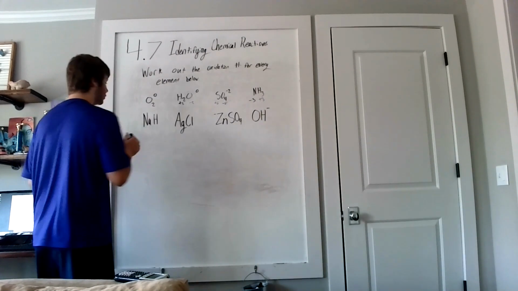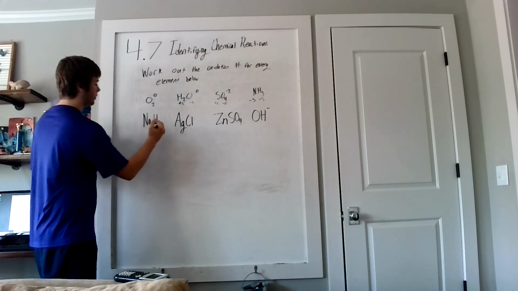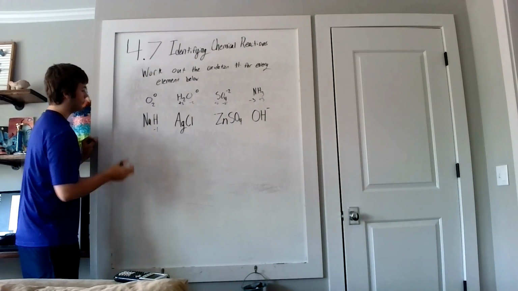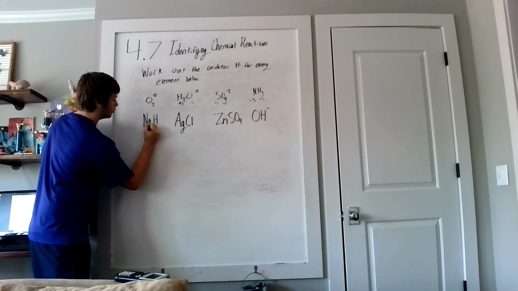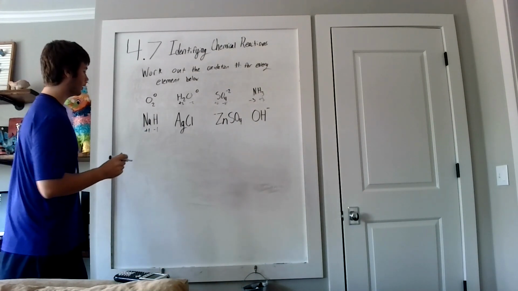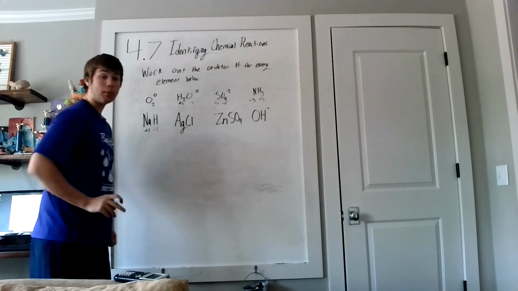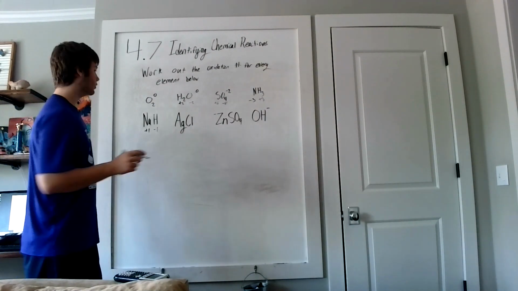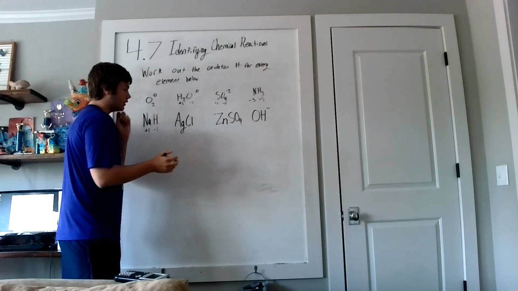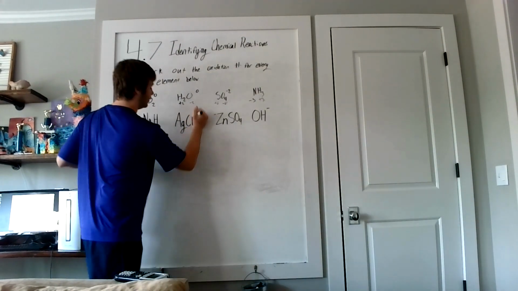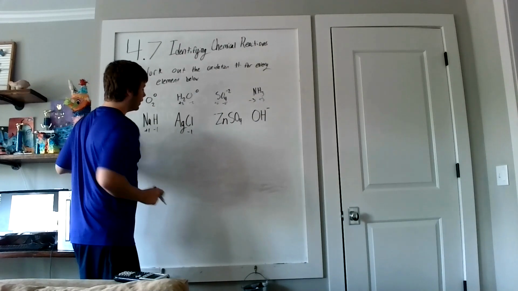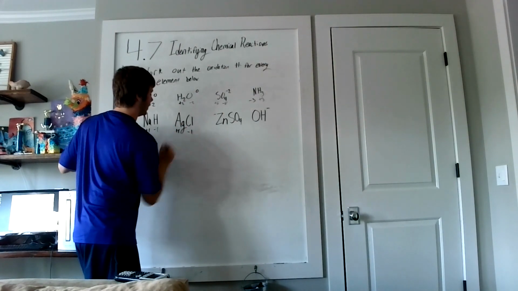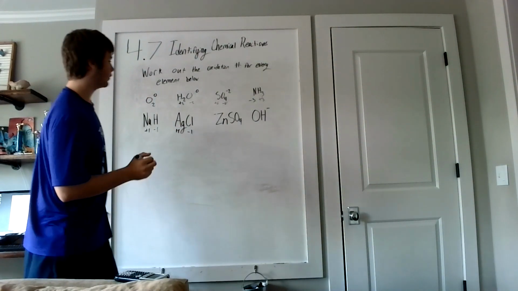NaH, hydrogen is bonded to a metal, so it's going to be -1 this time, and sodium is going to have to be +1 to add up to the charge of 0. AgCl, the normal charge of chloride is -1, so we're going to put it as -1. Then Ag has to be +1 to add to the charge of 0.